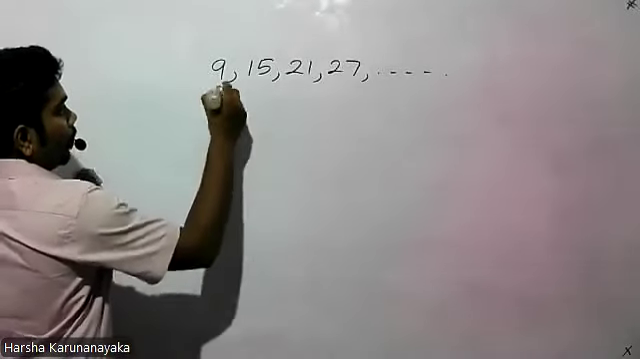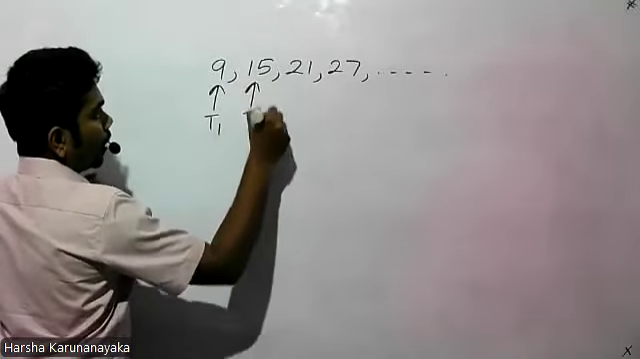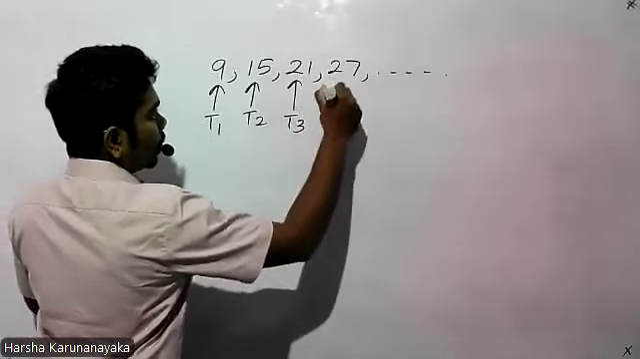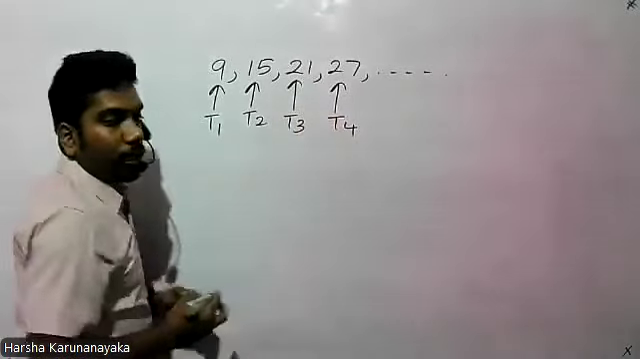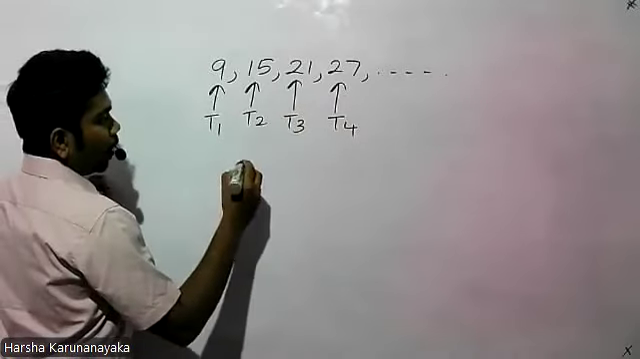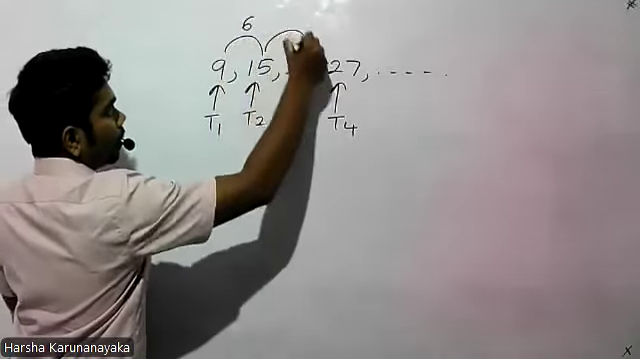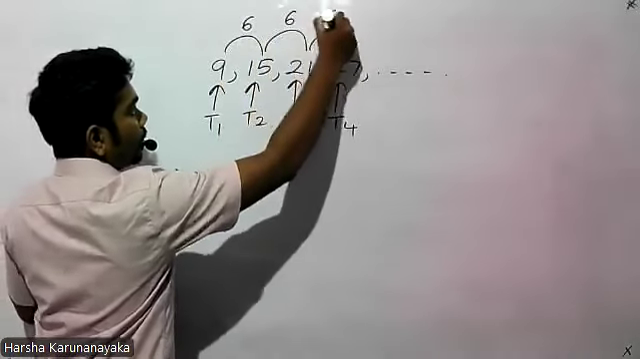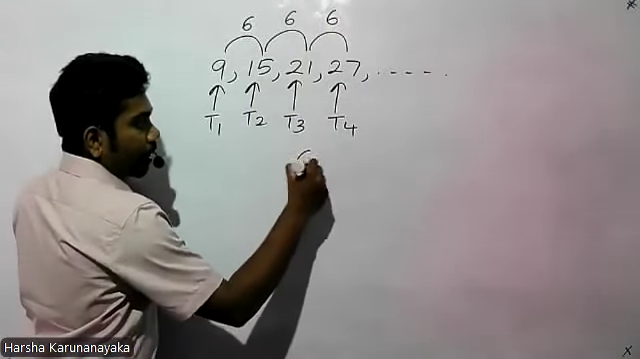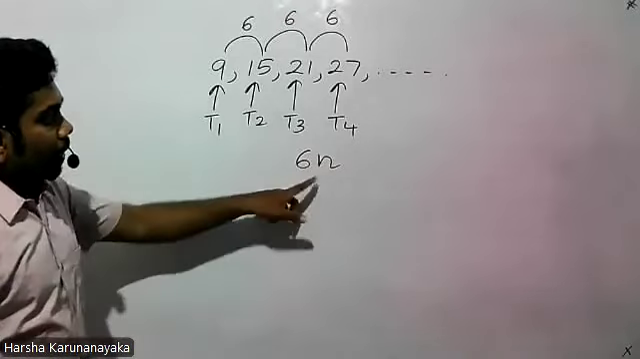So the first term is 9. Term 2, the second term, is 15. T3 equals 21. T4 equals 27. Now you know how to get the common difference. The common difference is 6. Okay. Now I write the general term as 6n. Now we can check the answers.